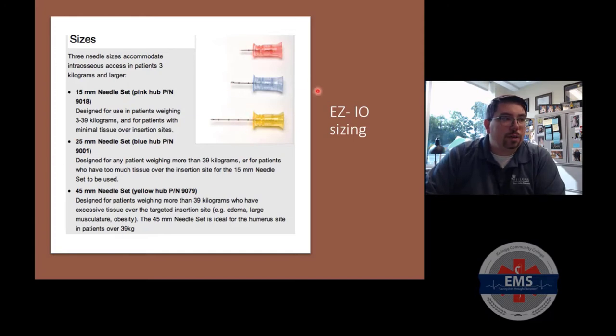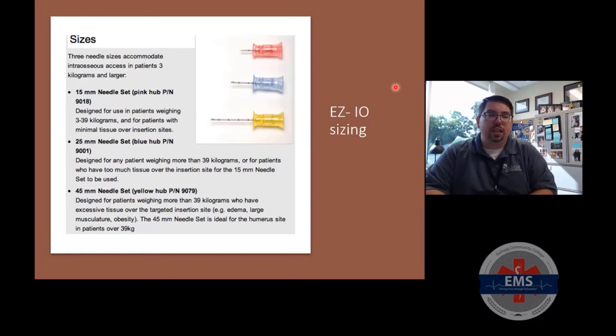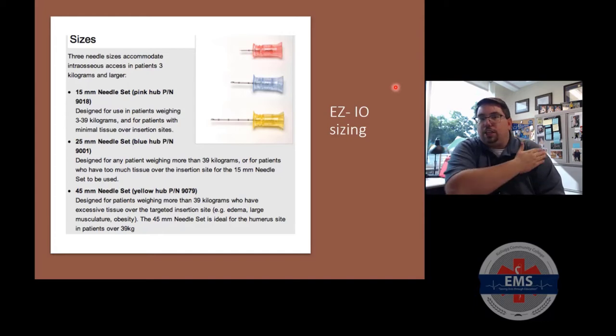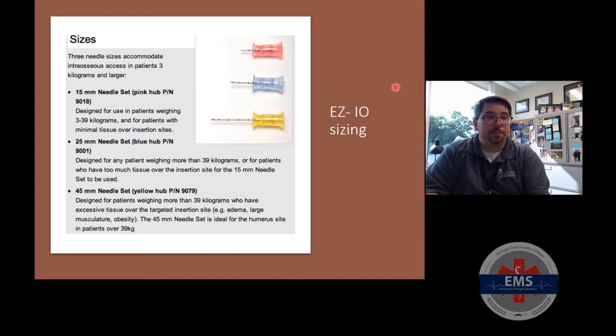For your 25 millimeter needle, which is your blue guy right here, it's designed for any patient that's weighing more than 39 kilograms or for a patient who has too much tissue over the insertion site for a 15 millimeter needle. Lastly, we have our large adult, which is our 45 millimeter needle set. This is designed for patients weighing more than 39 kilograms who have excessive amounts of tissue over the targeted insertion site, either because of edema, maybe large muscles, or obesity. We also know that the 45 millimeter needle set is ideal for a humerus site, especially for patients over the 39 kilograms.